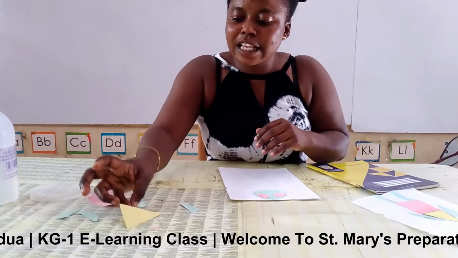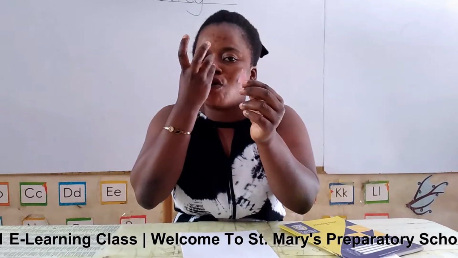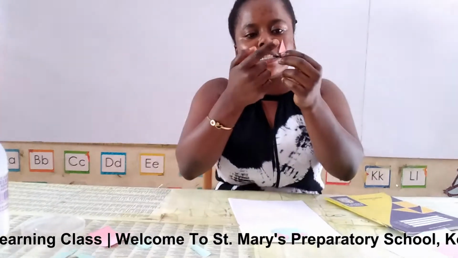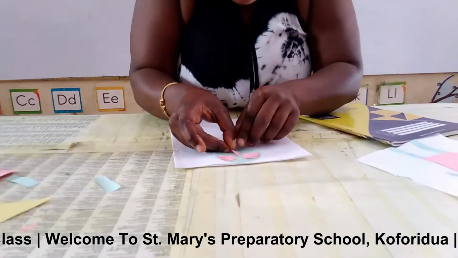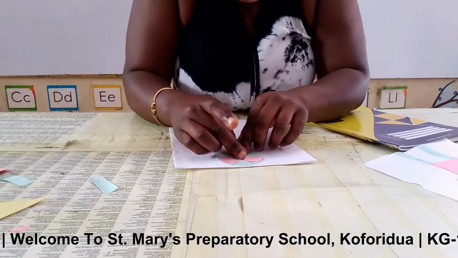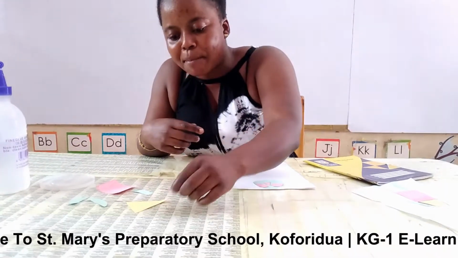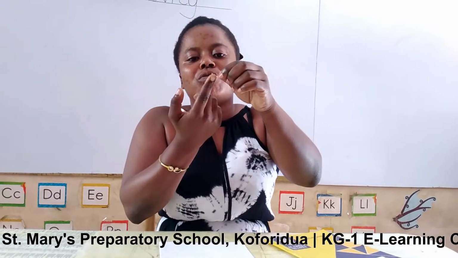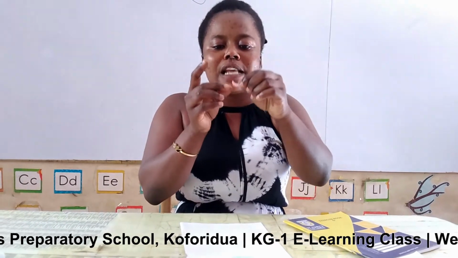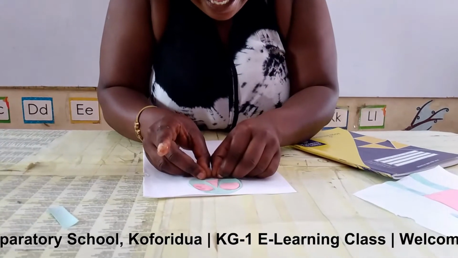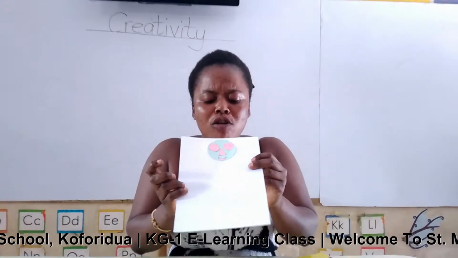Then you take this shape. This shape is a triangle. This one represents the nose. Apply your glue nicely and paste it on the bigger circle. So, we have our nose. Apart from the nose, what do you need again? The mouth. The mouth looks like a semicircle. You apply your glue neatly and nicely, then you paste it. So on the head, we have the eyes, the nose, and the mouth.